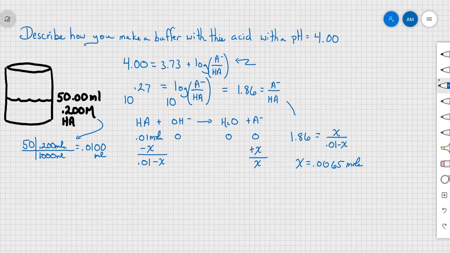Now, this is moles of your base. Well, where did the moles of base come from? It came from moles of NaOH, because if you look at this initial problem up here, this and this are exactly the same. They're 1 to 1. So if we want x moles of A minus, we better have x moles of OH minus as well.